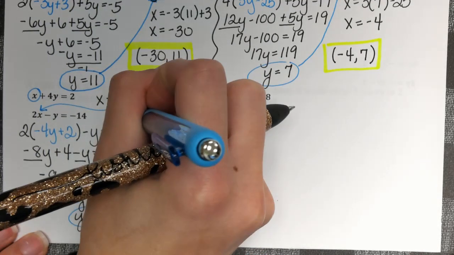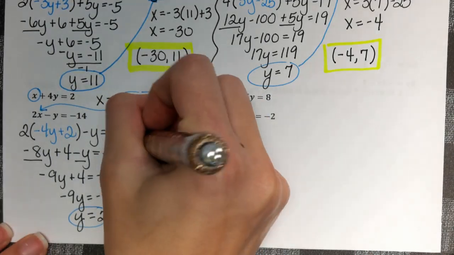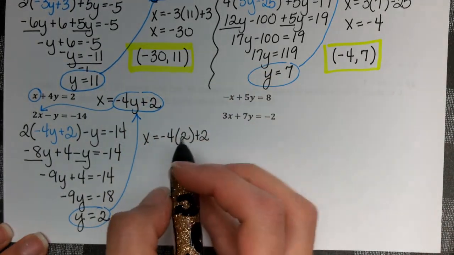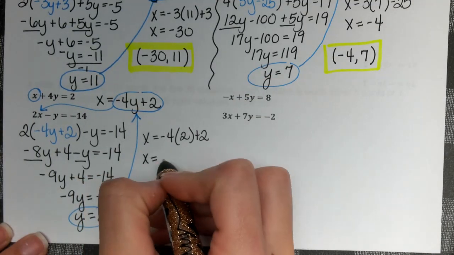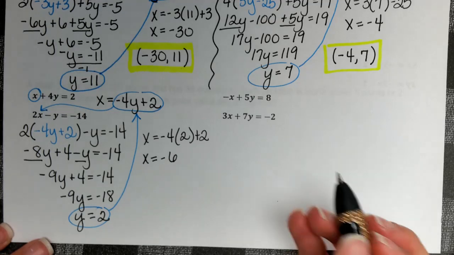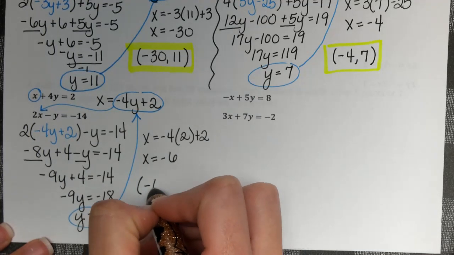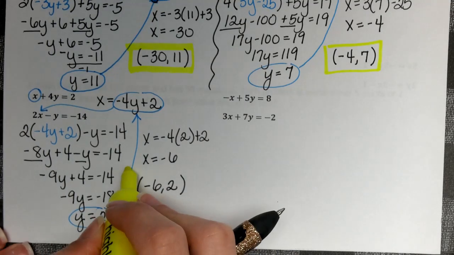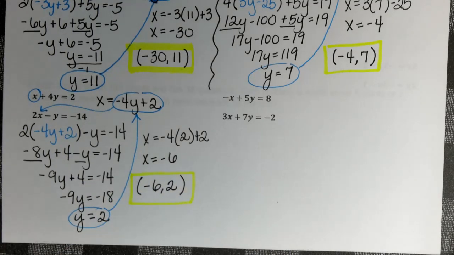Take that 2, plug it in. x equals negative 4 times 2 plus 2. So that makes x equal negative 6. So then I've got negative 6, 2. And then you would check it. I'm not going to take the time to check it right now. Okay?